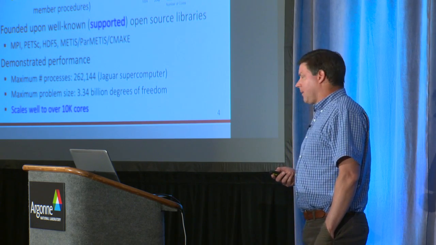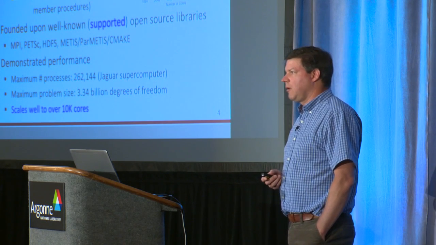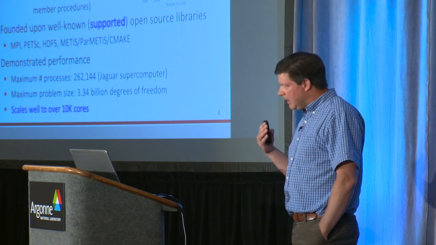And we've run on up to 262,000 cores on the old Jaguar system at Oak Ridge, and just over 3 billion degrees of freedom. In general, though, due to limitations in solver technology and scalability, we run on maybe 10,000 cores or less, and on problems composed of tens of millions of degrees of freedom.